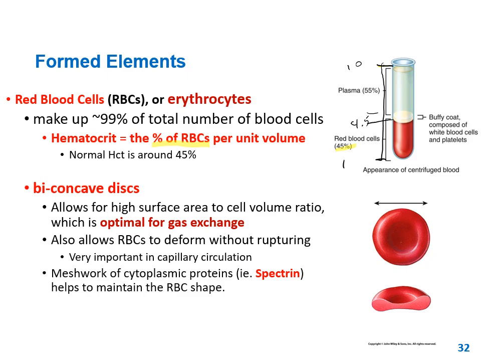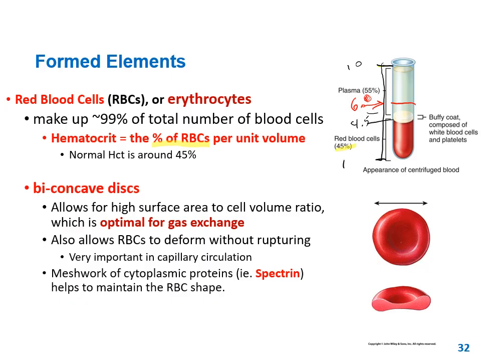Now, if you increase the percentage of your red blood cells to, let's say, around here, and now your percentage reaches about 60%, that means you're going to have more viscous blood, right? Because the red blood cells give more viscosity to the blood, right?